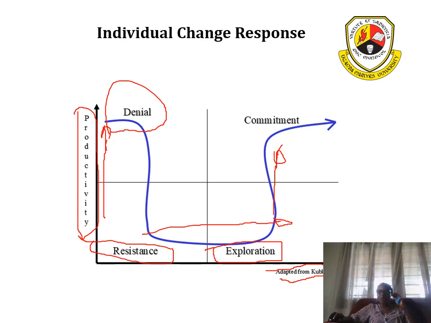So this is how we want to manage change. We want to be able to move from resistance to exploration. Once they see productivity is low, then denial is high. We want them to explore, and once they explore and begin to see productivity going up, then the commitment automatically also goes up.